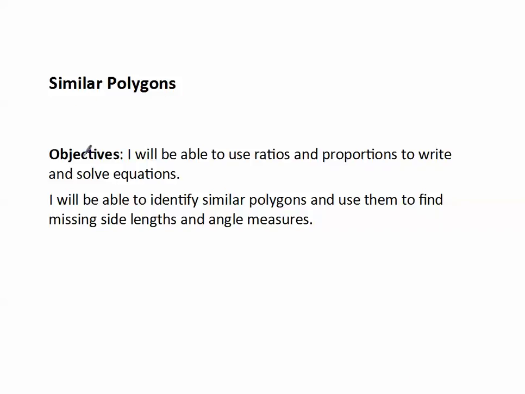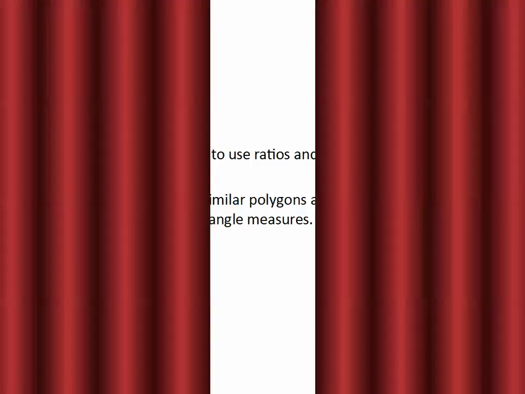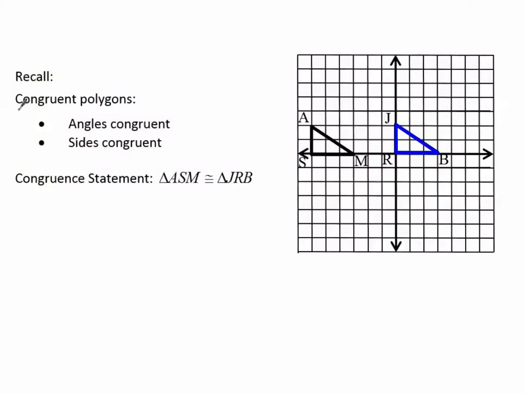Similar polygons. Our objectives are to be able to use ratios and proportions to write and solve equations, and to be able to identify similar polygons and use them to find missing side lengths and angle measures. Let's begin by reviewing what congruent polygons are.